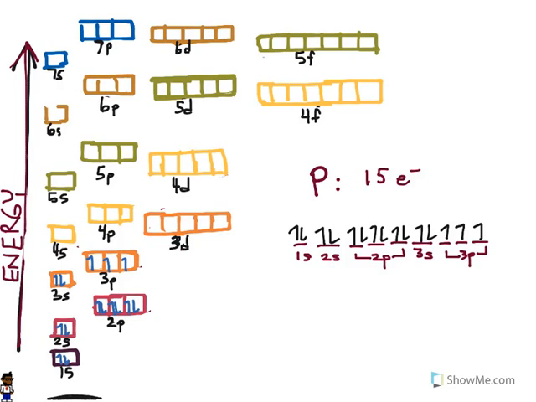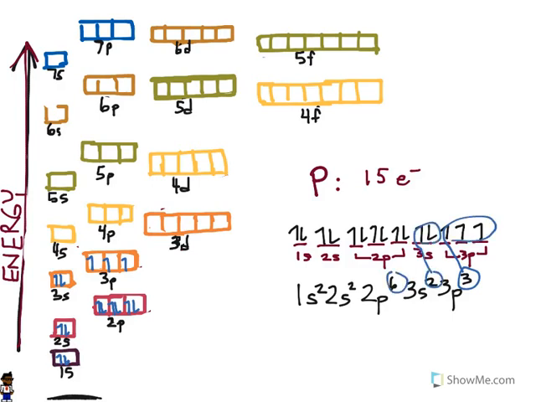And I apologize for not filling in the 2p in the order that it should have been. So the electron configuration for phosphorus is 1s2, 2s2, 2p6, 3s2, 3p3, where these superscripts are the number of electrons that are found in that energy sublevel. So in the 2p orbitals there are 6 electrons. In the 2s orbital there's 2 electrons. In the 1s orbital there's 2 electrons. And if we add up all those numbers, we get 15.